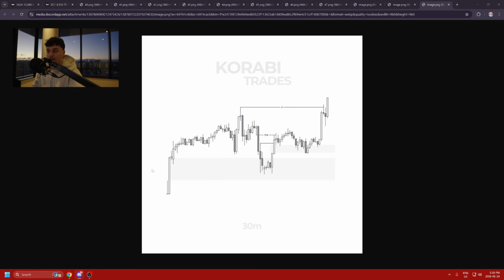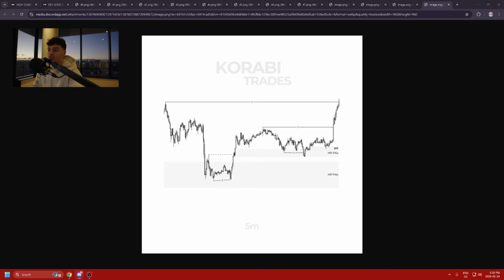This is number 3. This is your 30-minute, same alignment, and you have manipulation with an inversion fair value gap. Again, another multi-time frame alignment. This is a higher time frame at the low here. This is your fair value gap, your change in order flow, and this is your higher time frame point of interest, which now leaves you into a perfect reversal model for the high. So remember, these multi-time frame alignments are very, very good.